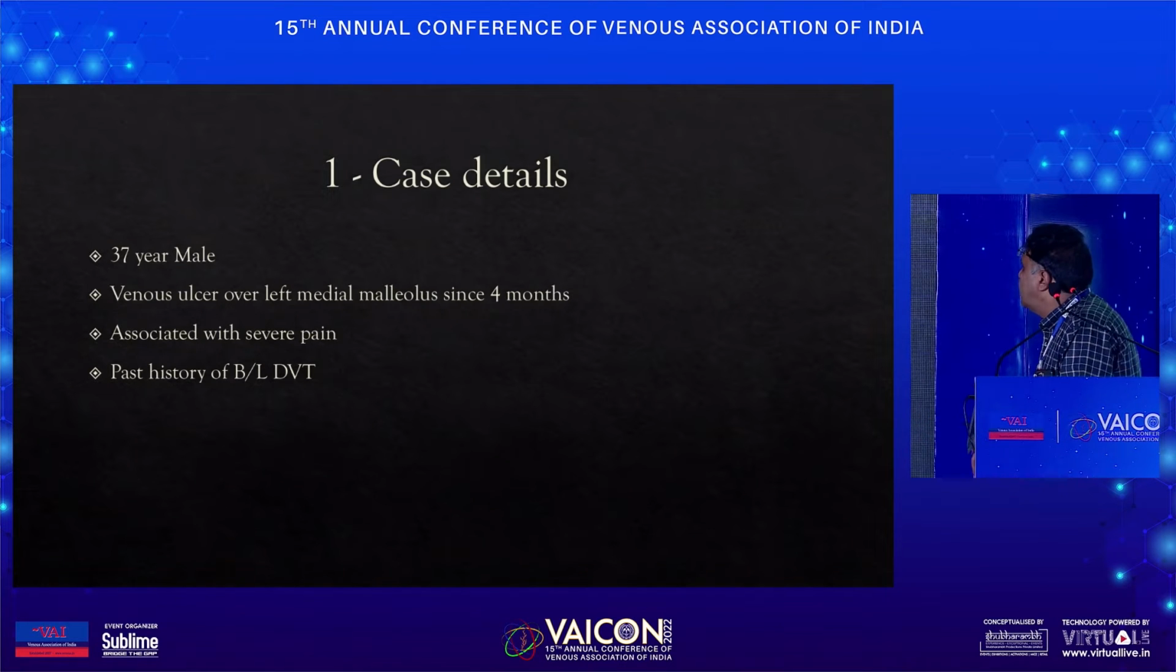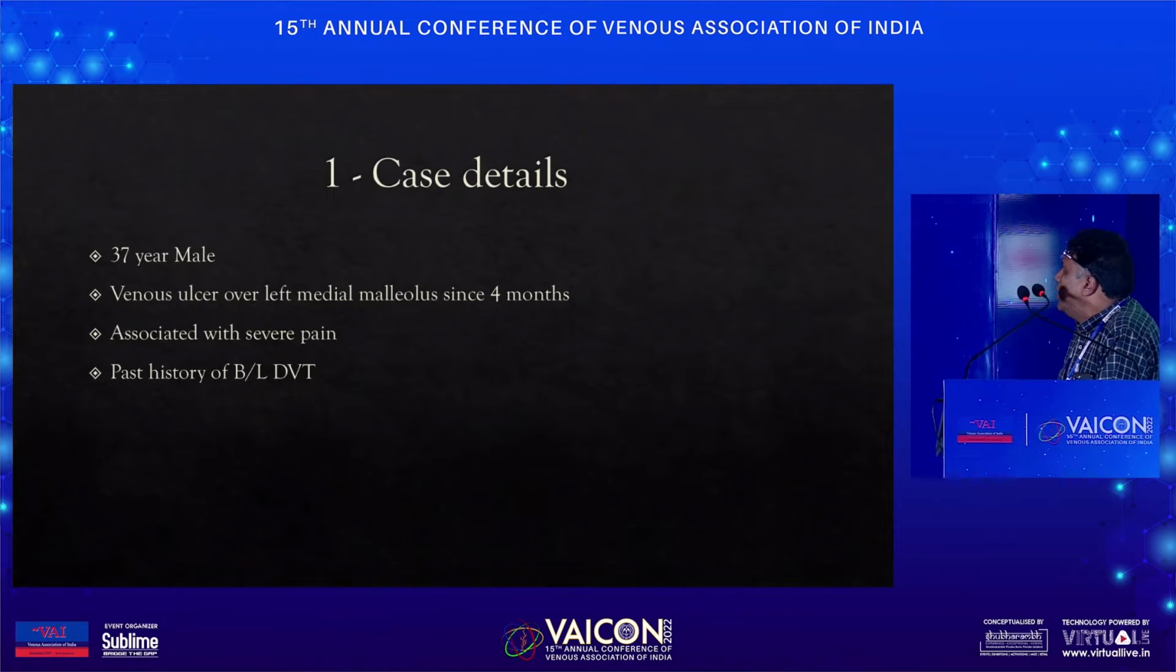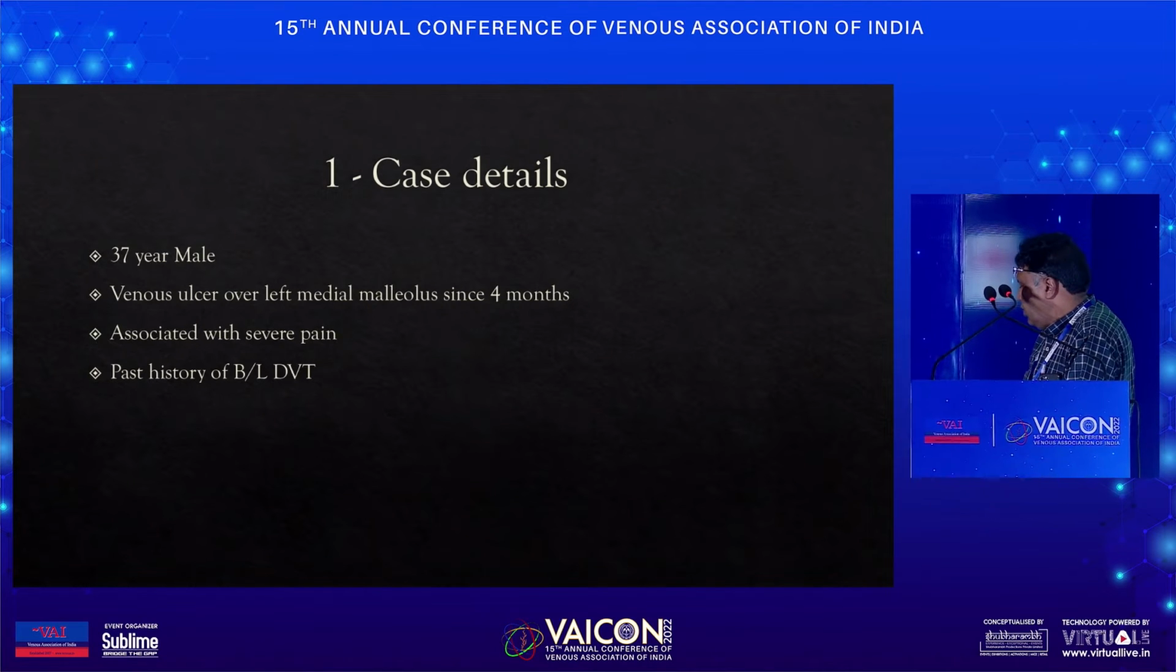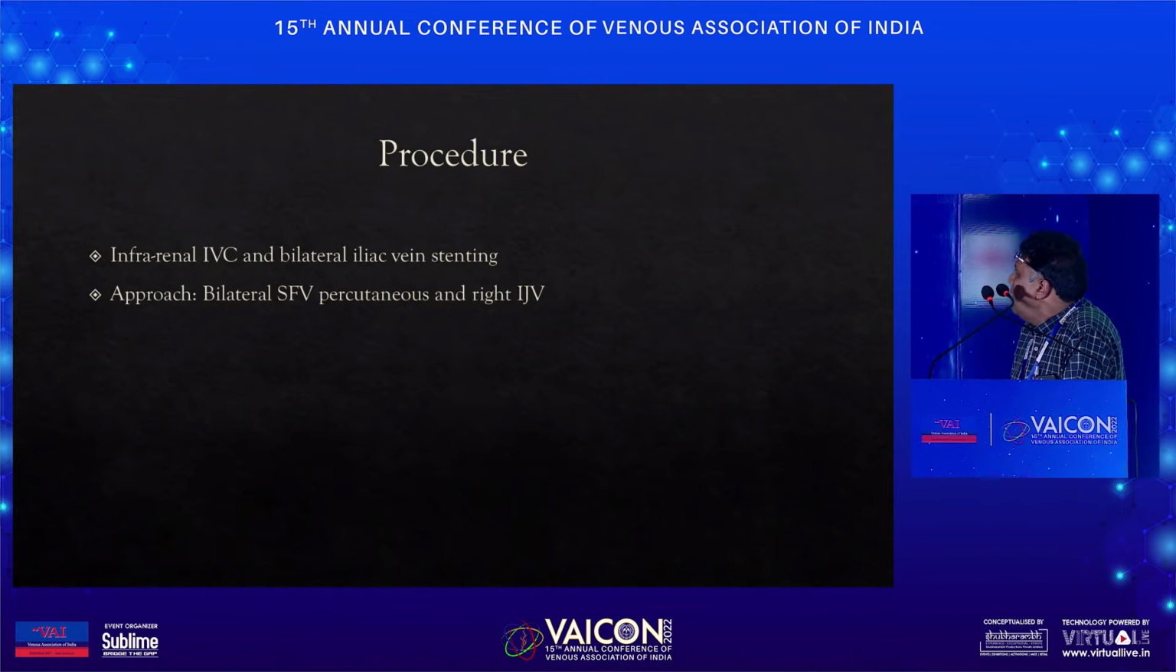Okay, 37-year male, venous ulcer over the left medial malleolus since 4 months, associated with severe pain. There is a past history of bilateral DVT. The infrarenal IVC and the bilateral iliac vein stenting was done, and the approach was bilateral SFV percutaneous and the right IJV.